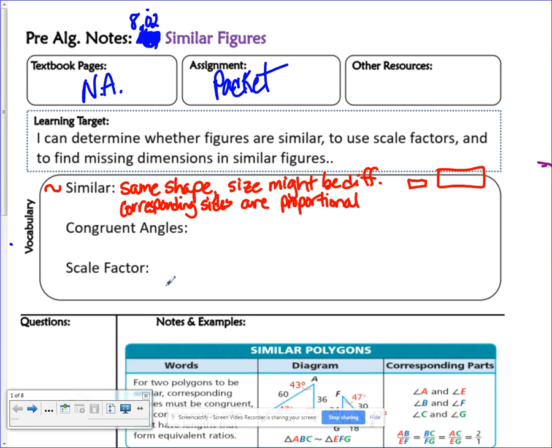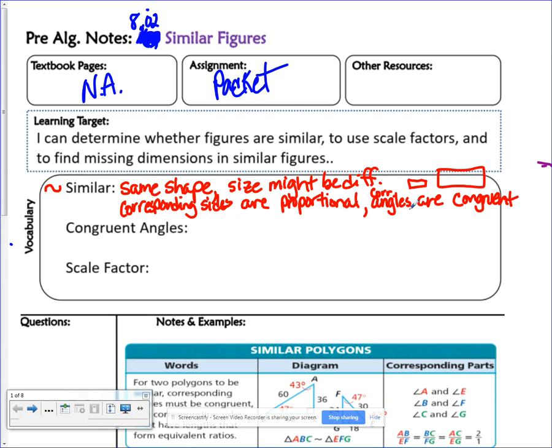Okie dokie. Let's see. I'm trying to think if there's anything else I want you to put on there. I think we're good. And let's say this. The angles are congruent. And I should put in front of there corresponding again, so I guess I'm going to abbreviate that. Corresponding angles are congruent, meaning when you match up the angles from the baby one to the big one, they are going to be exactly the same measurement, okay? They're equal to each other.